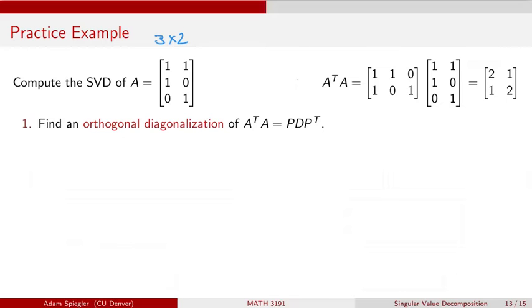Notice this 2 by 2 matrix is symmetric. The off-diagonal entries come in pairs. So the first step is to orthogonally diagonalize this matrix 2, 1, 1, 2.